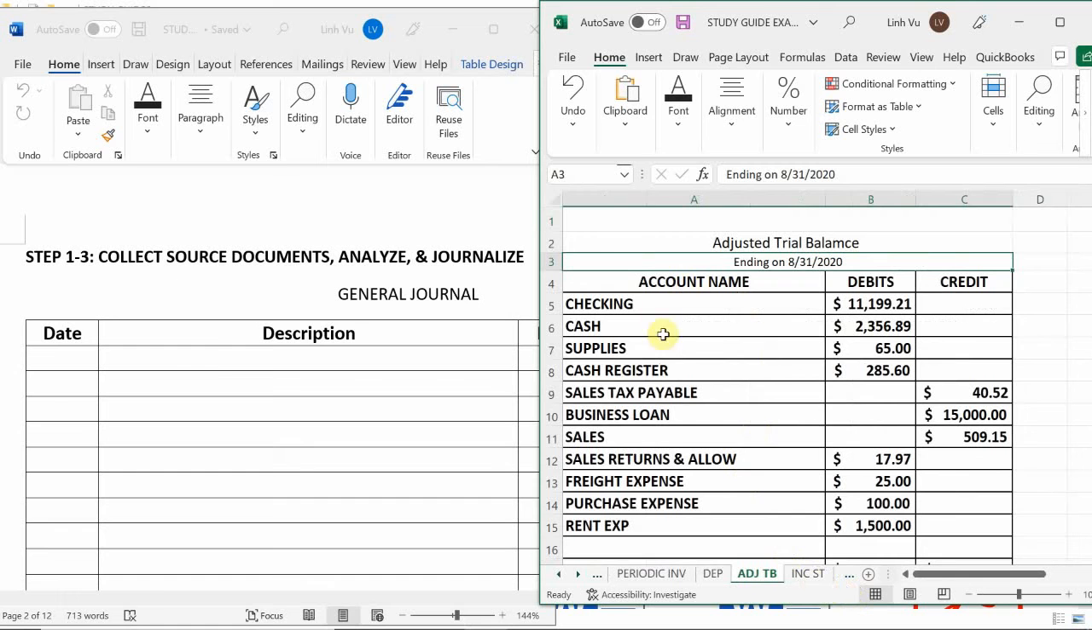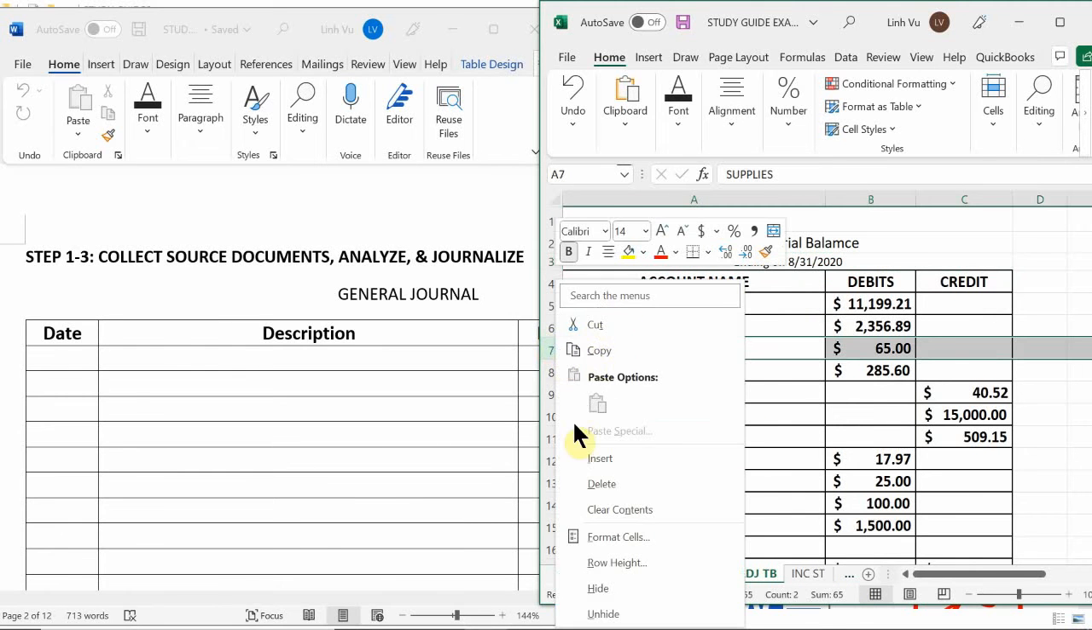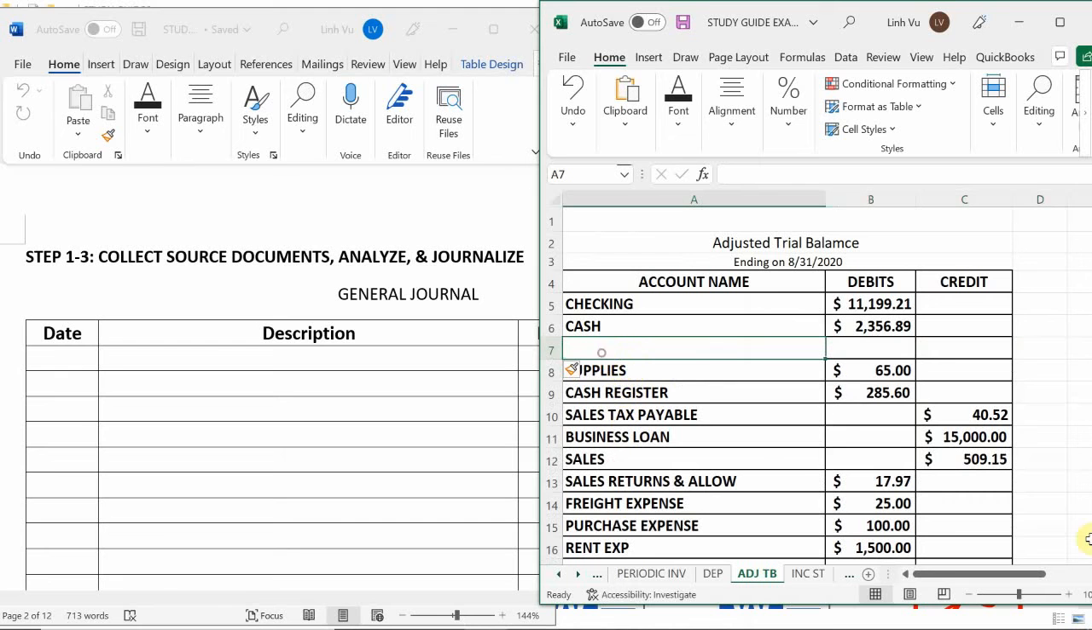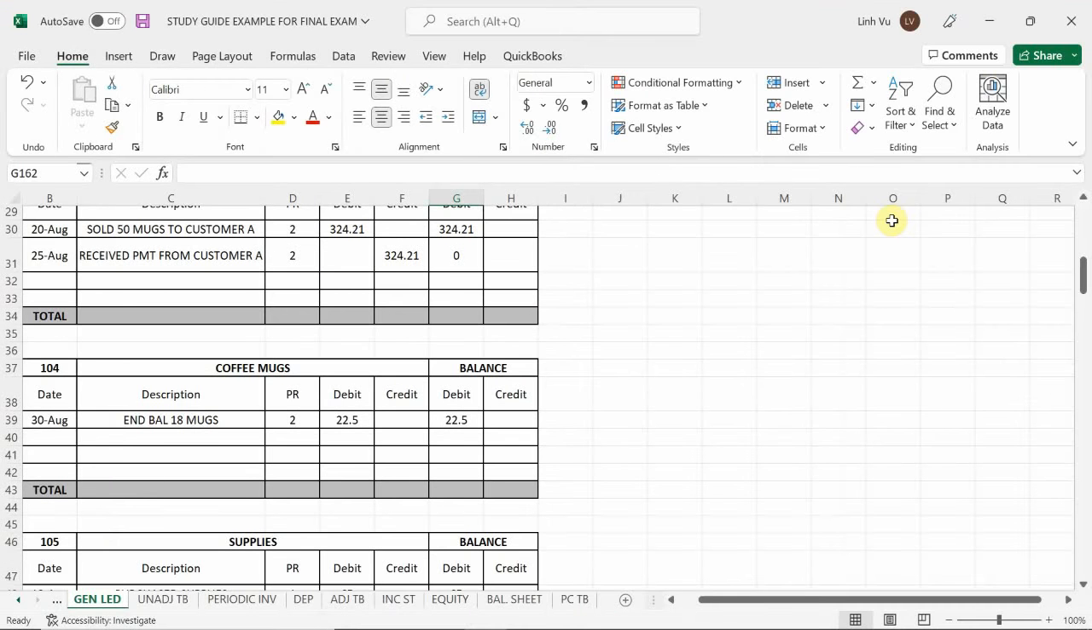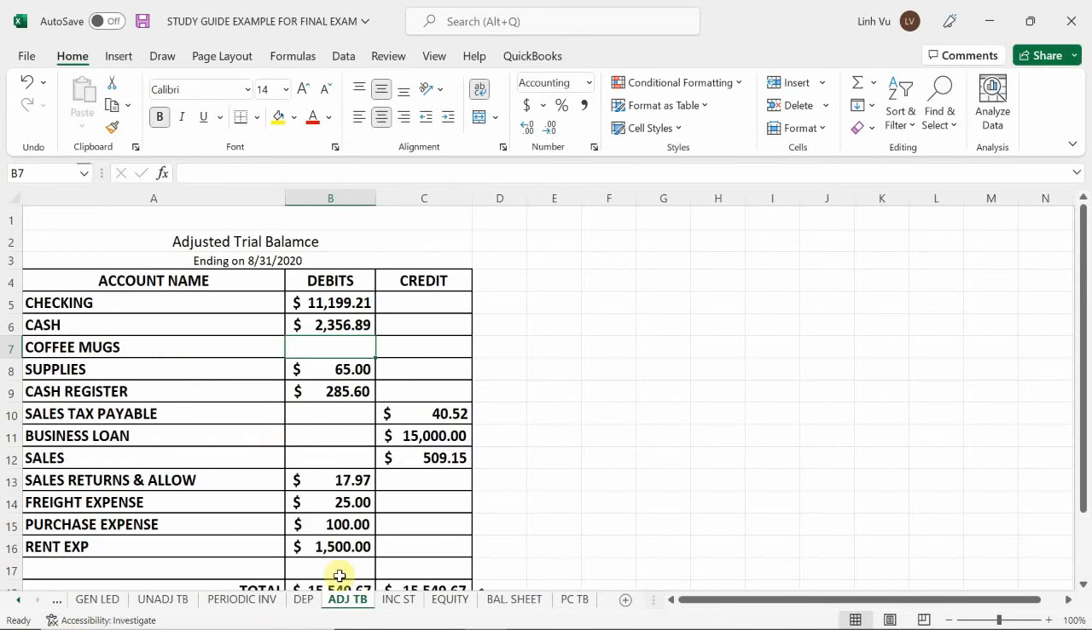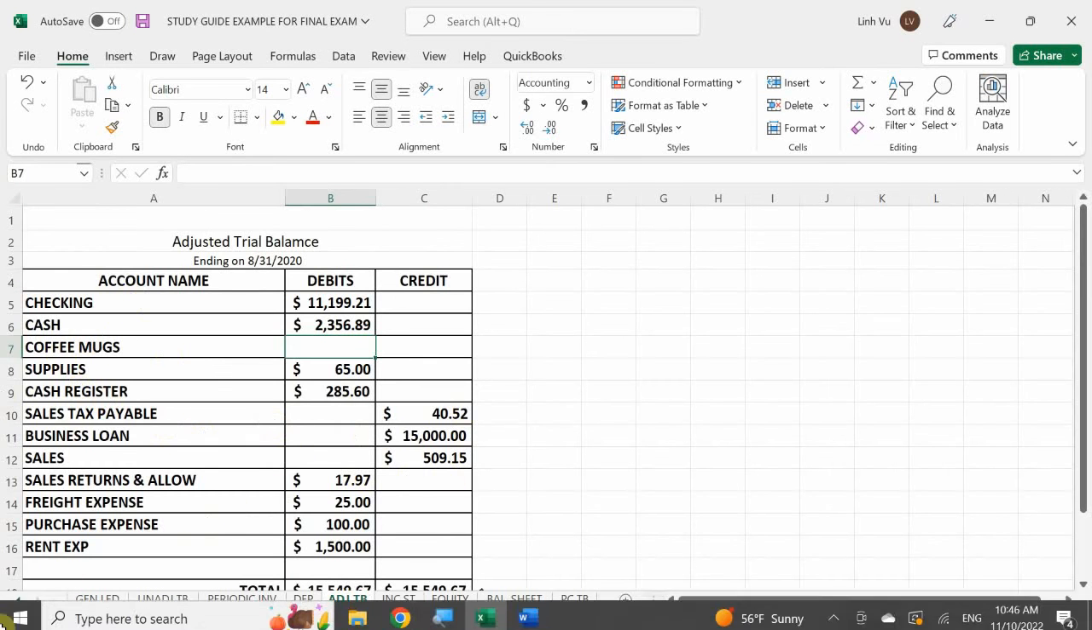So in the adjusted trial balance, I need to add in my coffee mugs. For how much? Was it 22.50 or 100? It was the $22.50, yes. Actually, I can open this up full screen now. So here it is for $22.50.